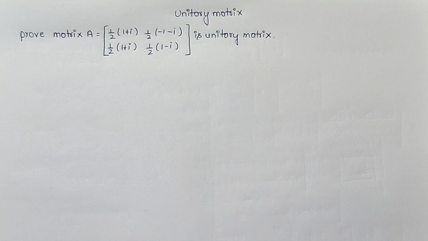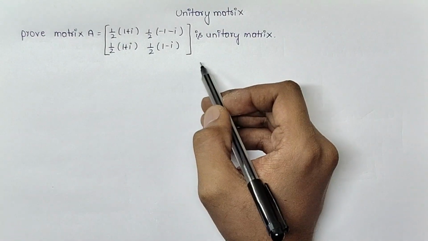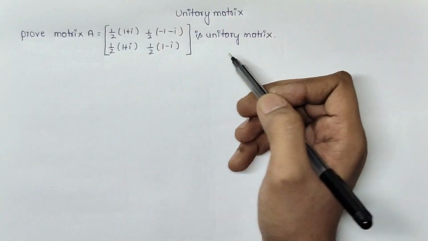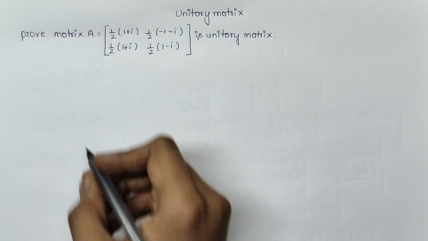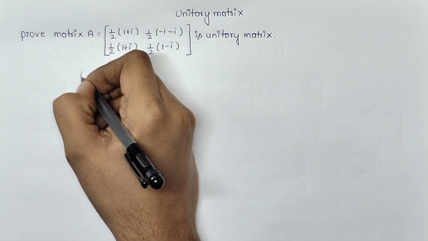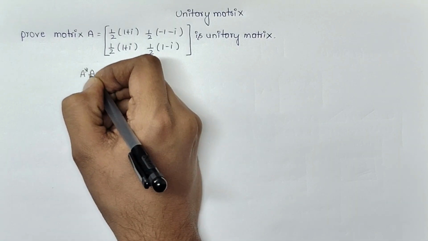Hello everyone, in this video let's discuss the second problem related to unitary matrix. So they have said prove the matrix A which has been given to be a unitary matrix. So how should we prove a given matrix as a unitary matrix? It must satisfy a condition, that is A star into A must be equal to I.